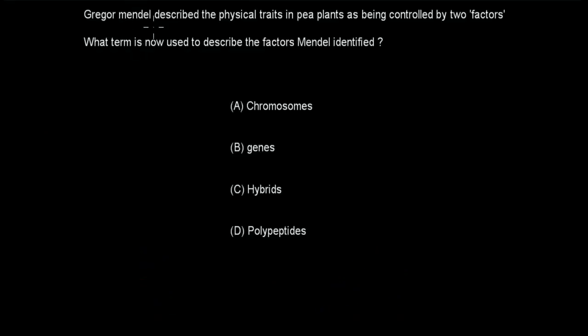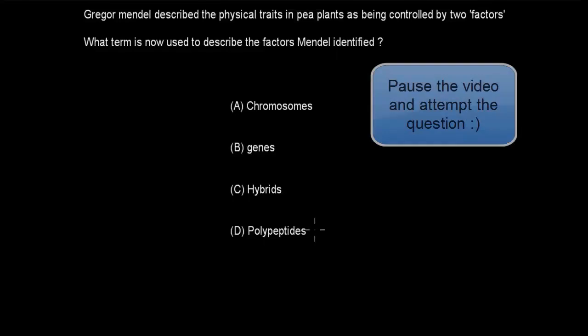Next question. Gregor Mendel describes the physical traits in pea plants as being controlled by two factors. What term is now used to describe the factors Mendel identified? A. Chromosomes, B. Genes, C. Hybrids, D. Polypeptides. When ready, pause the video and attempt the question.